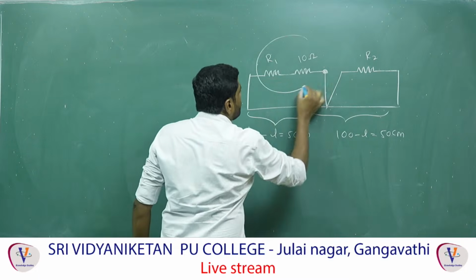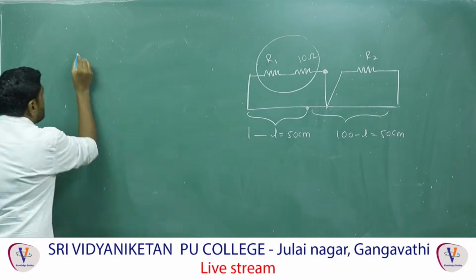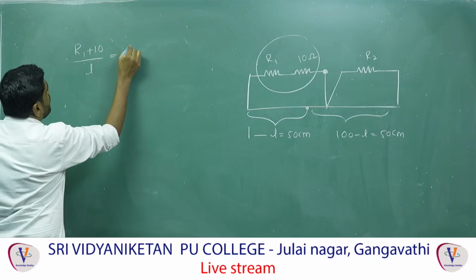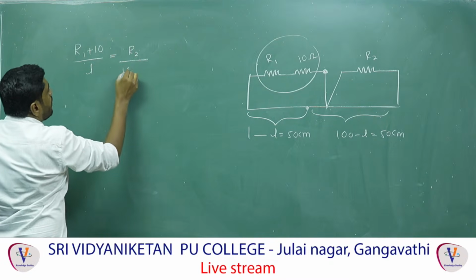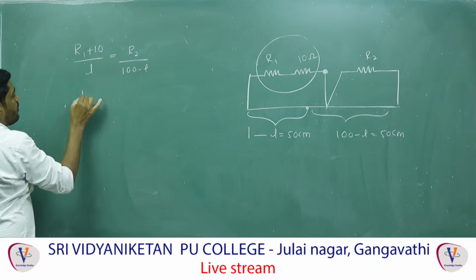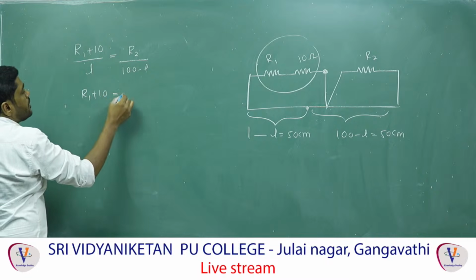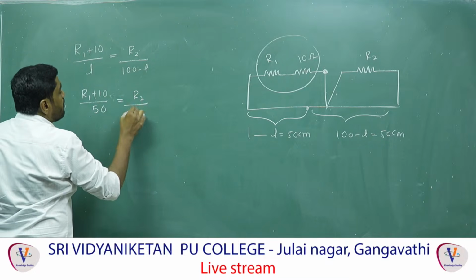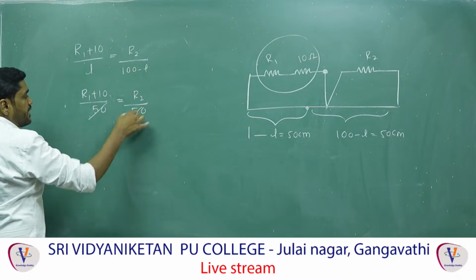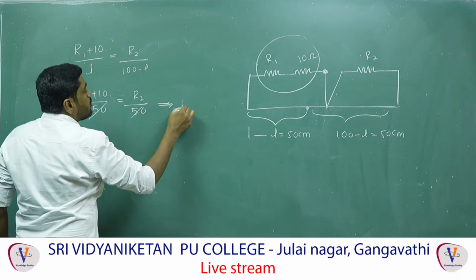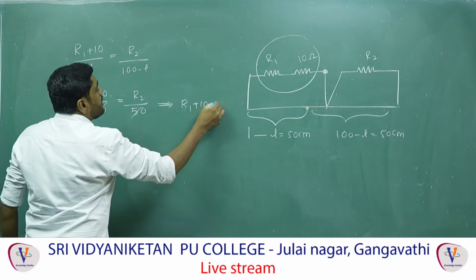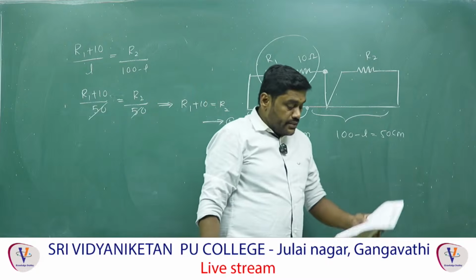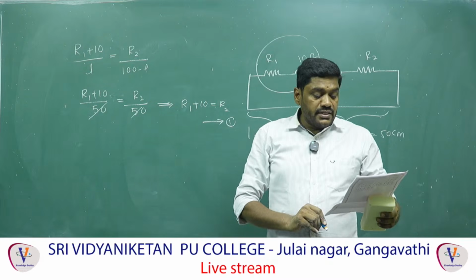According to the principle of the meter bridge, R1 plus 10 by L is equal to R2 by 100 minus L. Now R1 we don't know, so R1 plus 10 by 50 is equal to R2 by 50. Therefore this 50 cancels. Now the relation between them is R1 plus 10 is equal to R2. Let me take this as equation number 1. Here they said the balancing point is at 50 centimeter.